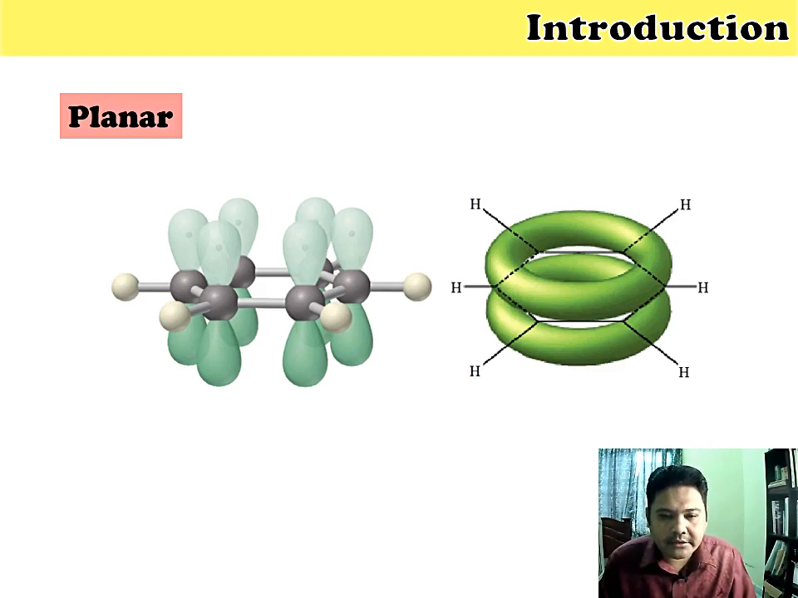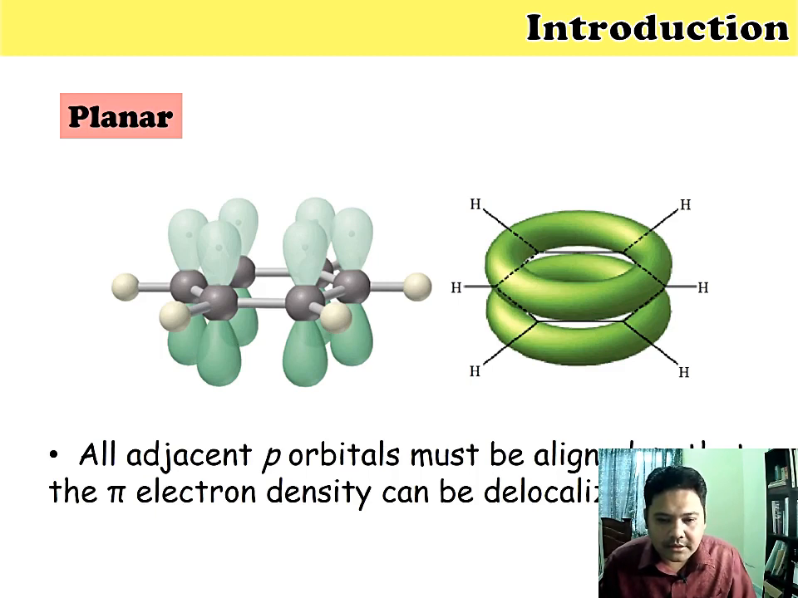The second criterion is planar. All adjacent p orbitals, adjacent meaning side by side or neighboring atoms, must be aligned so that the pi electron density can be delocalized. In other words, for it to be planar, the hybridization must be sp2. So that was the second criterion.